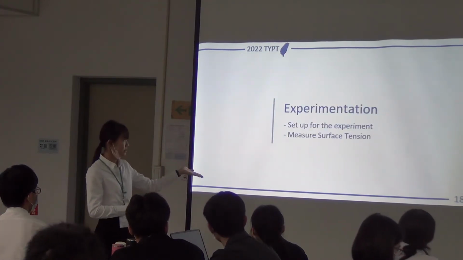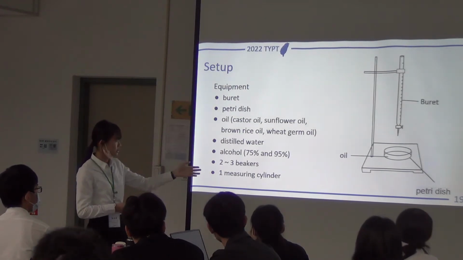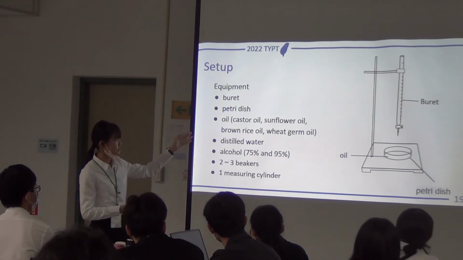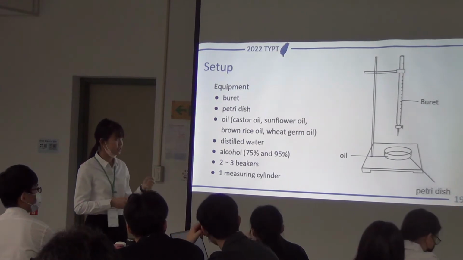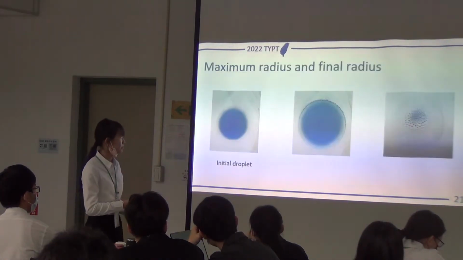So here's our experimentation. And this is our setup, and this shows how we actually do the experiments. We use a burette to make sure all the droplets have the same size. And this is a picture of our experimentation.